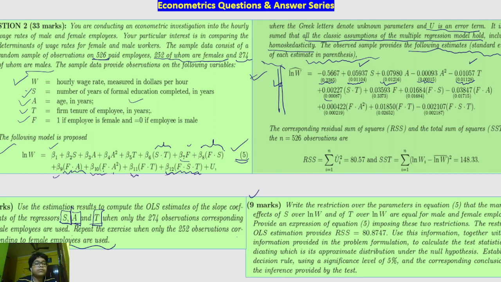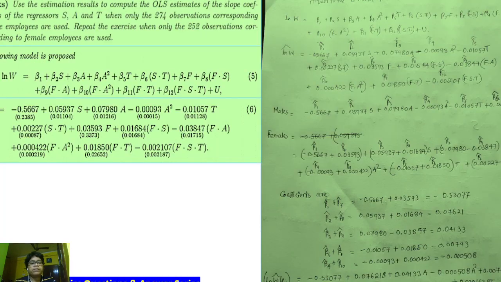I have already solved these questions to save your time. I have copied equation number 5, the original one, and this is the estimated one. See, I have written them here. So log of wages. I just wrote this equation 5 entirely, then I'm putting in the values. And this is the estimated equation, the sixth one.